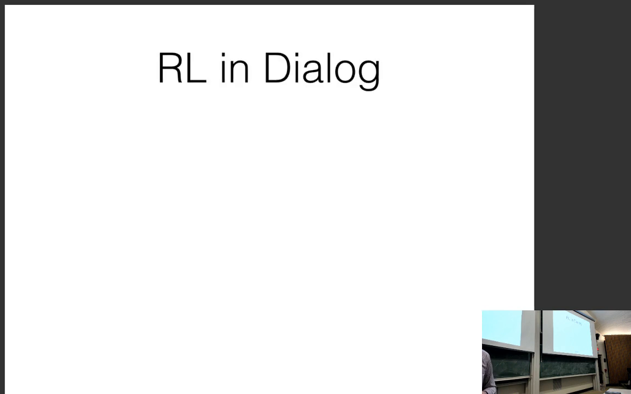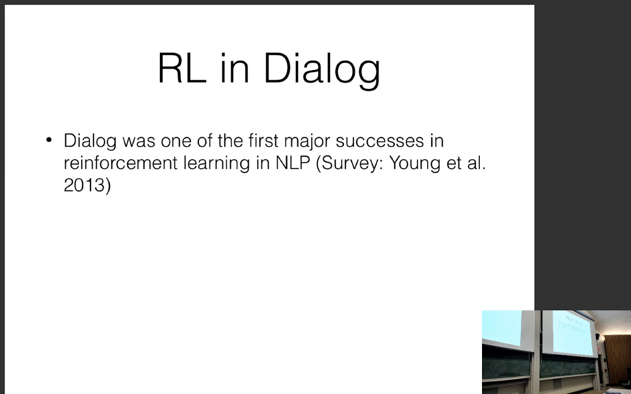So, examples of reinforcement learning. As I said, the first example of reinforcement learning in NLP that has been around for a really long time is reinforcement learning in dialogue. The reason it's in dialogue is that it's a very obvious situation where you really need to use reinforcement learning in order to learn well. Young et al. have a survey. This was before neural networks, but it talks about so many different aspects of reinforcement learning and dialogue, and it's very good. Steve Young's group was one of the major drivers behind this.